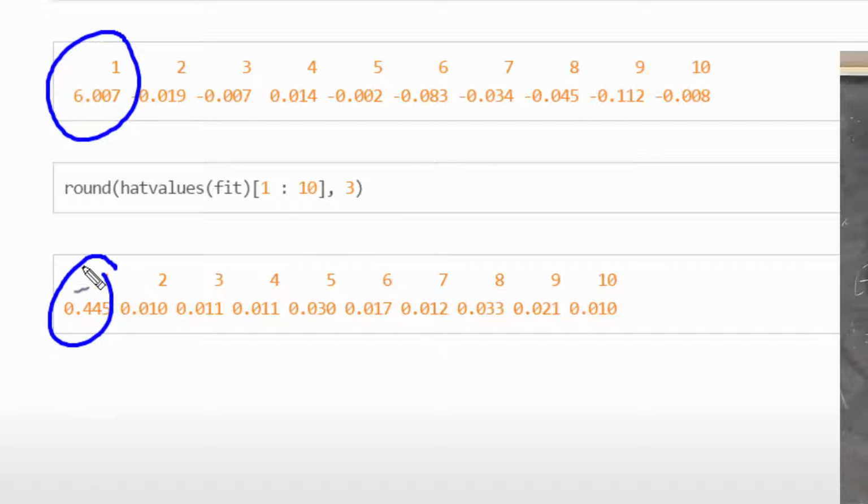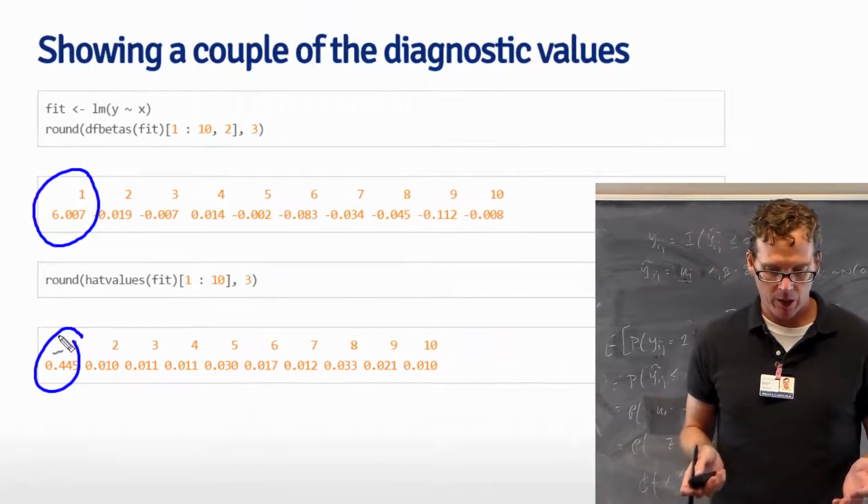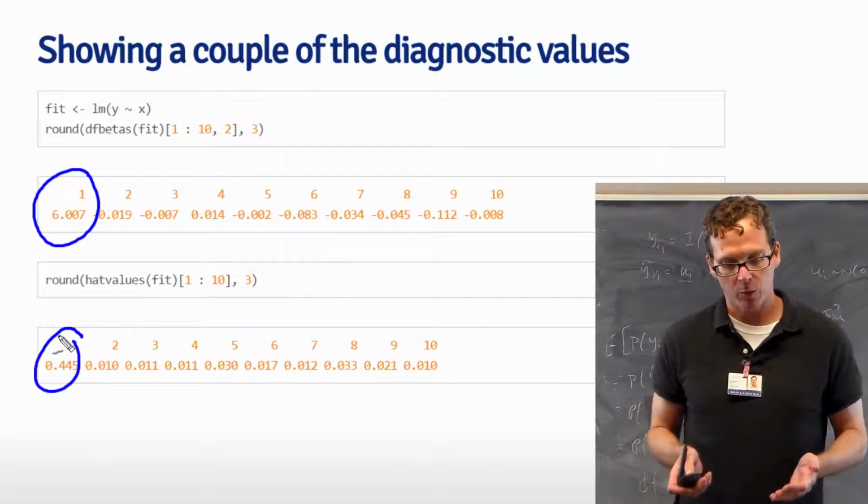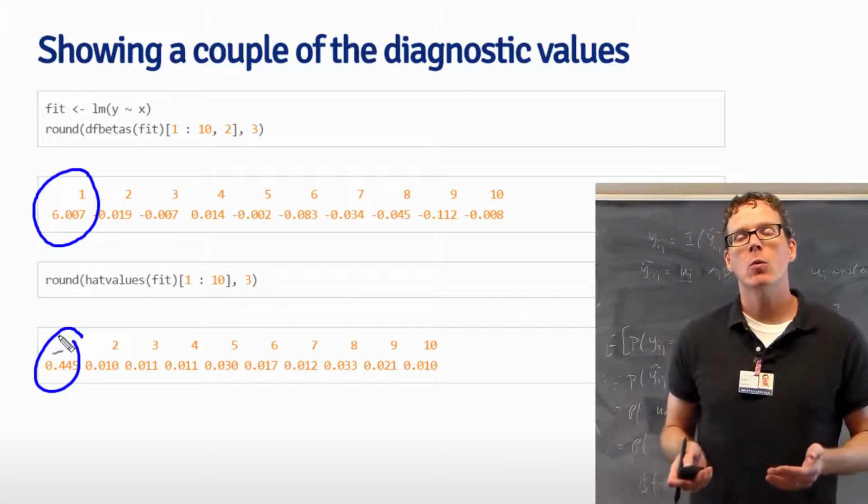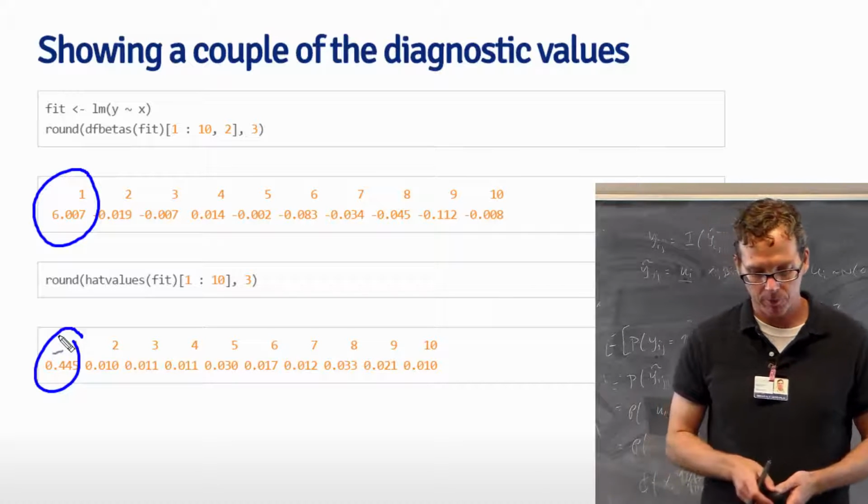Let's look at the hat values. The hat value for this point is much larger than the hat values for the remaining points. The hat values have to be between 0 and 1. So, and it's of course much larger than the other points. So if we were looking at these, we would obviously single this point out.